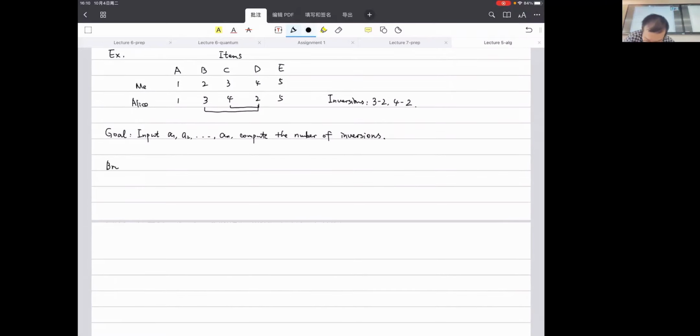You can just do a brute force way. Brute force, we just check all pairs. The cost of this algorithm is n choose 2, which is n times n minus 1 over 2, and this is O(n) squared. So similar to the case of Mergesort, we want to have a better algorithm.